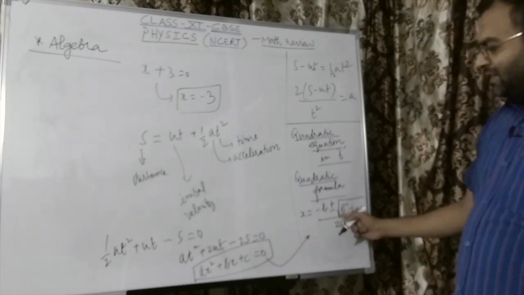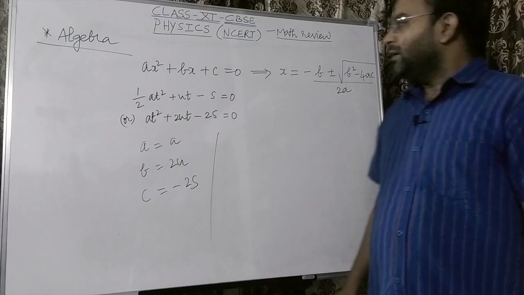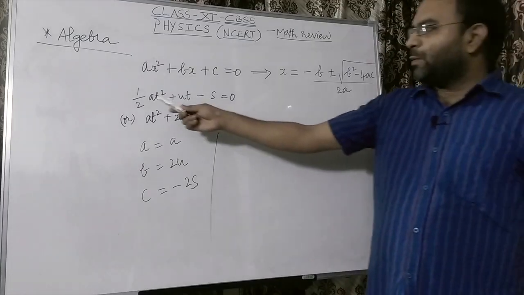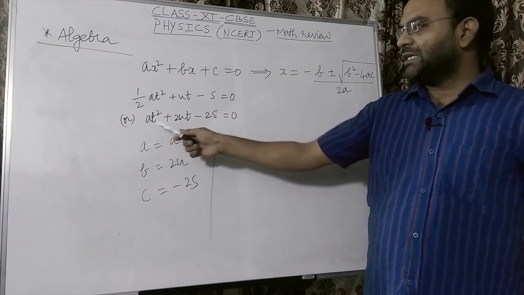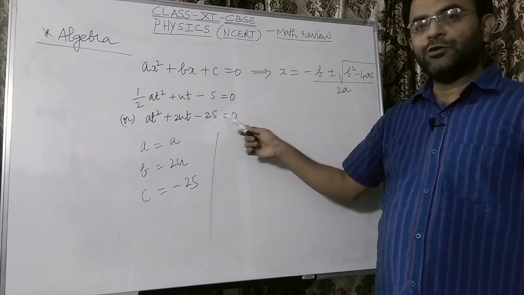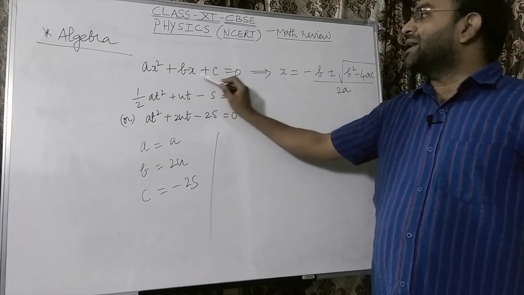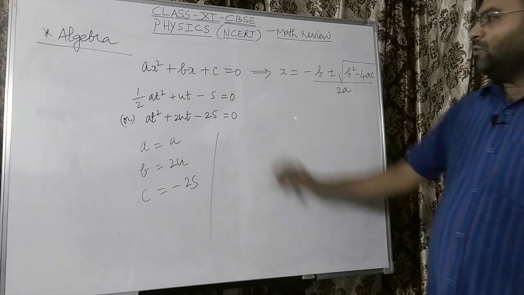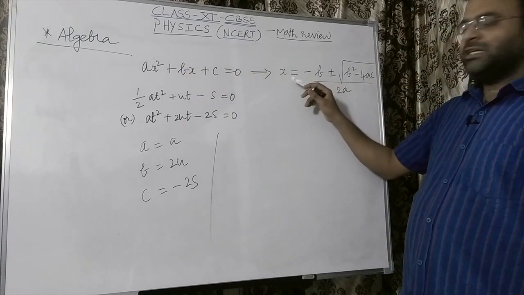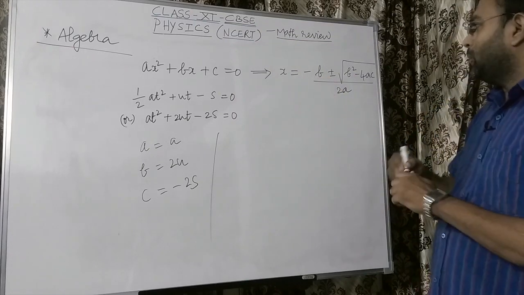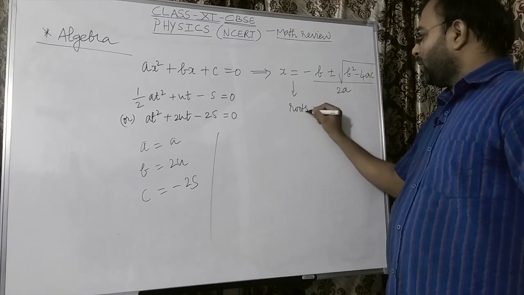In the same way, applying this formula, one can arrive at a solution for this equation. So I have written here the same equation, half at squared plus ut minus s is equal to 0, as at squared plus 2ut minus 2s is equal to 0, bringing it to the form ax squared plus bx plus c is equal to 0. We know that for such an equation, we want to arrive at a solution for x, that is the roots of the quadratic equation.